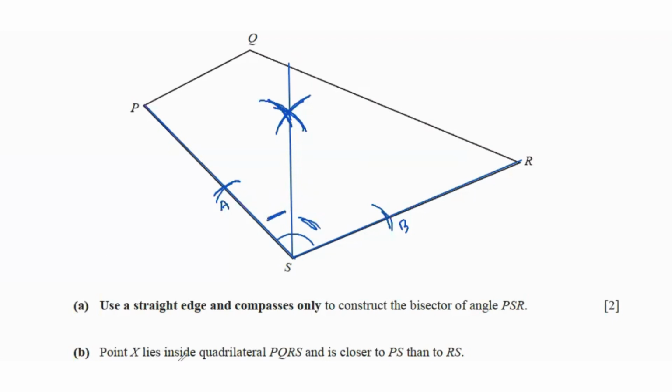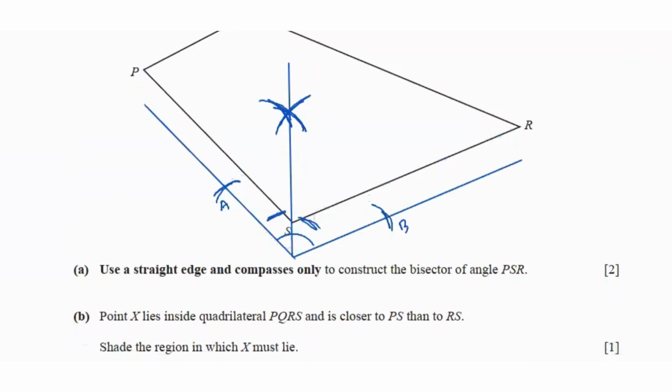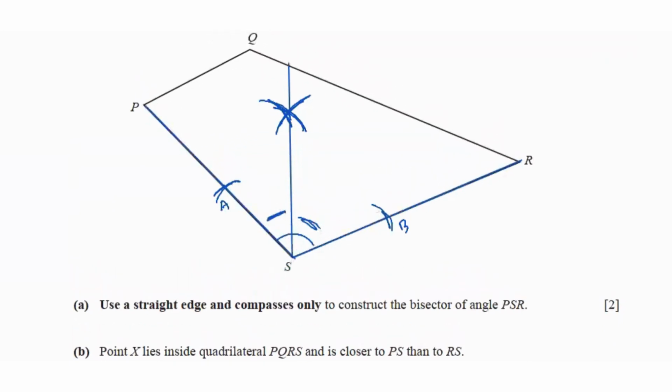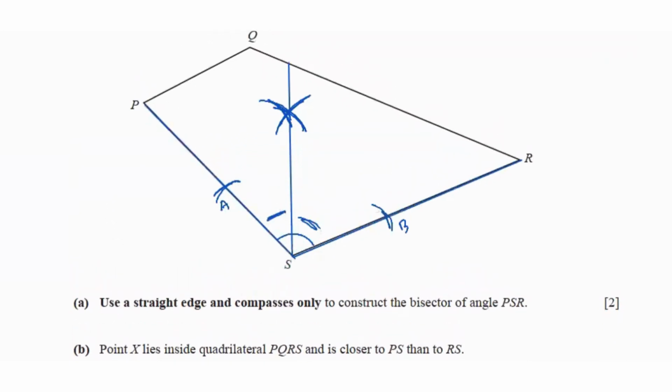Then it says point X lies inside quadrilateral PQRS and is closer to PS than RS. Shade the region in which X must lie. So it's closer to PS than RS. So that means it's going to be over here. And point X is going to be on this side.